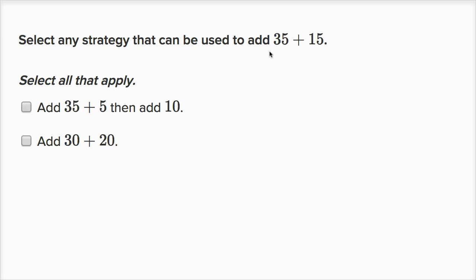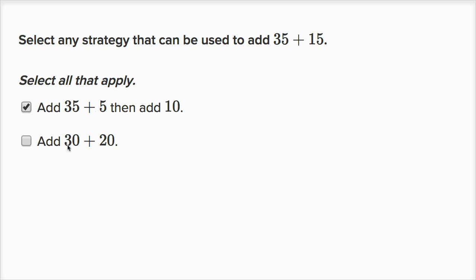Select any strategy that can be used to add 35 plus 15. Select all that apply. So here they say add 35 plus 5, then add 10. So they've broken up the 15 into 5 and 10. Which makes sense. 15 is 5 plus 10. And this is a decent strategy because this gets us to 40, which we can do in our head, and then we add 10. That gets us to 50. So that one definitely works out.